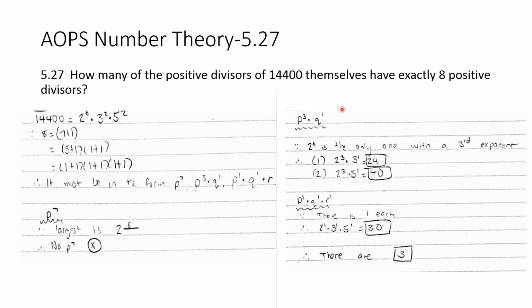p to the power of 3 times q to the power of 1. So 2 to the power of 6 is the only one with the third exponent in here. So it has to be 2 to the power of 3 times 3, which is 24, or 2 to the power of 3 times 5, which is 40. If it's p times q times r, there is one of each, so it has to be in this combination, 2 times 3 times 5, which is 30. So there's 1, 2, 3 different positive divisors.